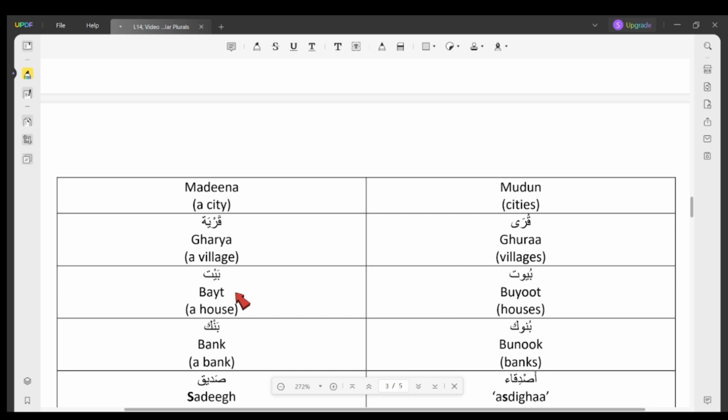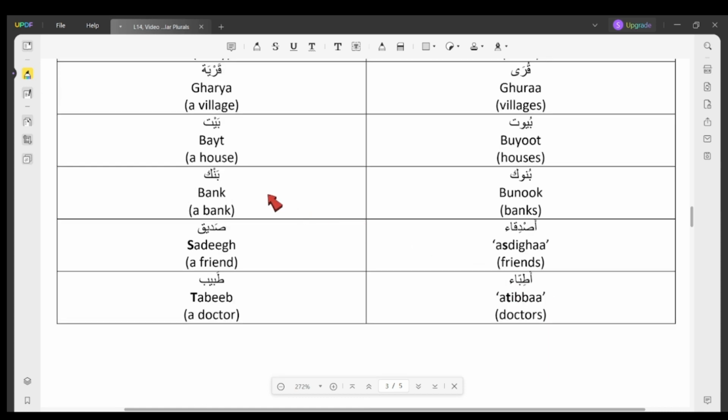Next, بيت, a house, plural, بيوت, houses. Next, بنك, a bank, plural, بنوك, banks. Next, صديق, a friend, plural, أصدقاء, friends. And the last one, طبيب, a doctor, and plural, أطباء, doctors.